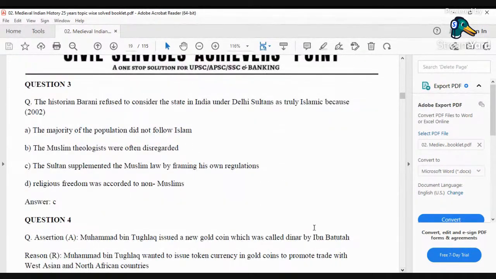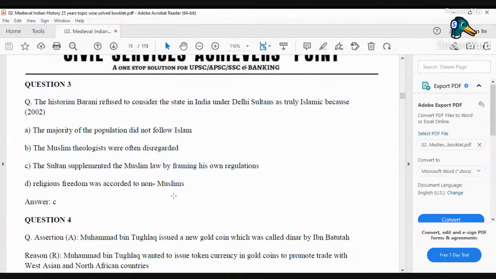The historian Barani refused to consider the state in India under Delhi Sultans as truly Islamic. Barani is a very famous historian. Barani, then Isami. These are historians who help us reconstruct the medieval India phase, or rather, which part of medieval India? Isami and Barani, these two historians, help us reconstruct the Delhi Sultanate period.